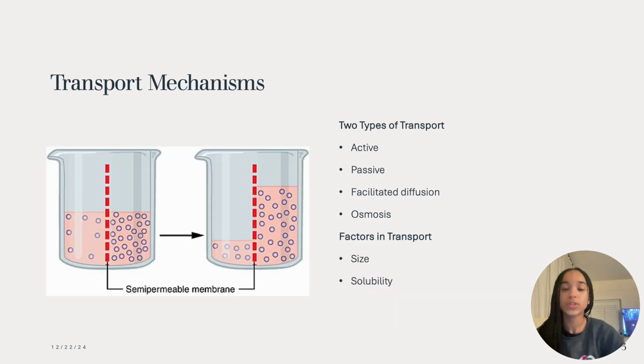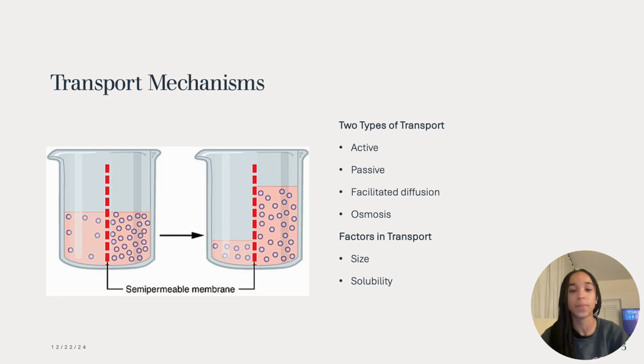So, there are two different types of transport when talking about cells. Active transport requires ATP. ATP stands for adenosine triphosphate. An example of active transport is the sodium-potassium pump. So in a sodium-potassium pump, sodium ions move out of the cell while potassium ions move into the cell against a concentration gradient.